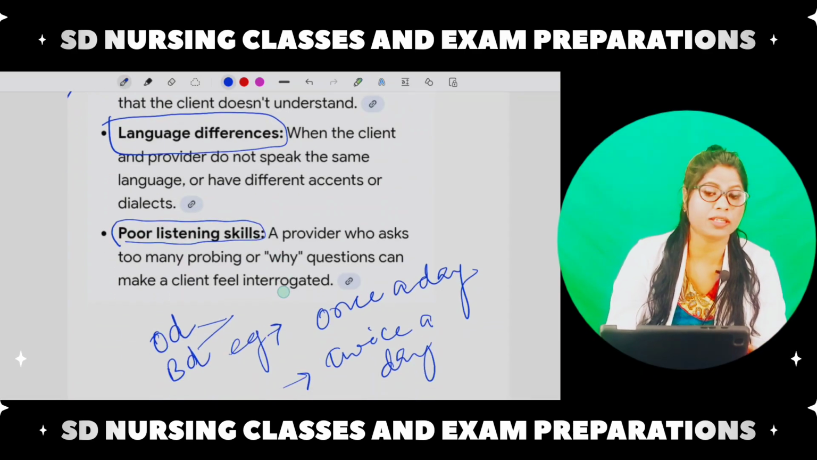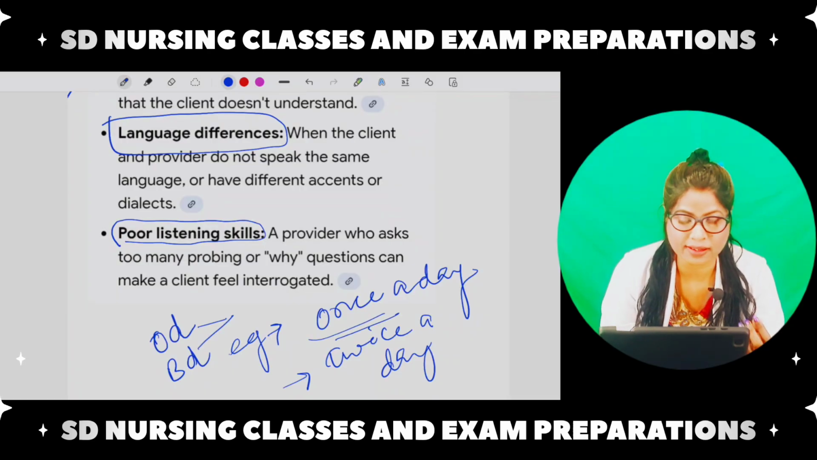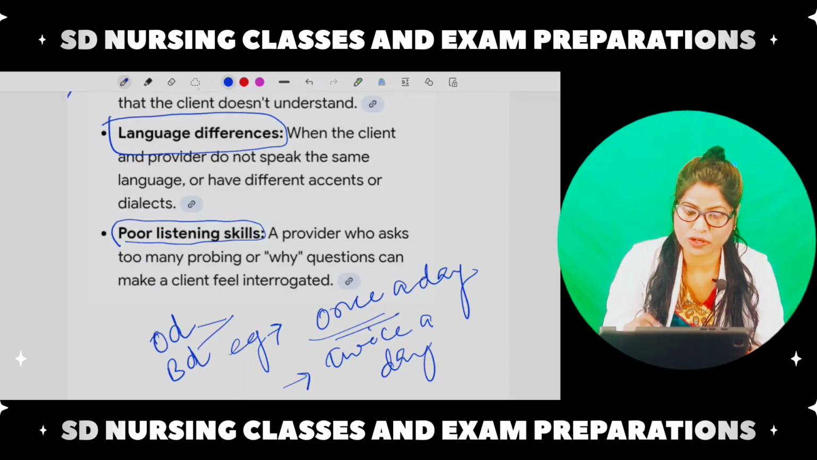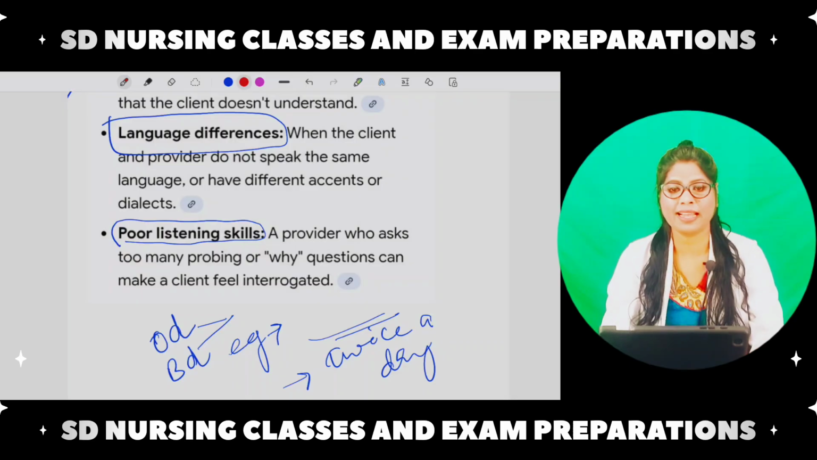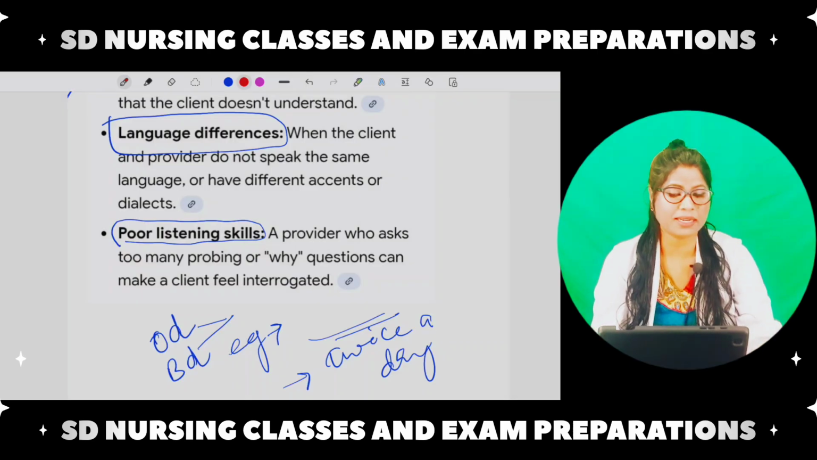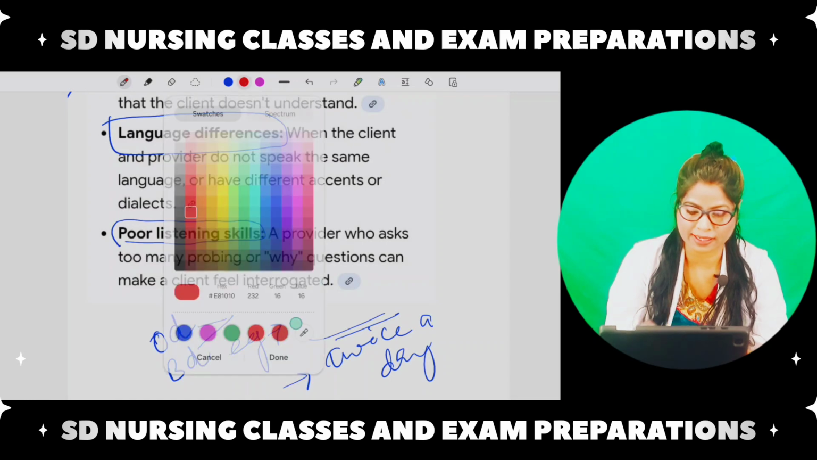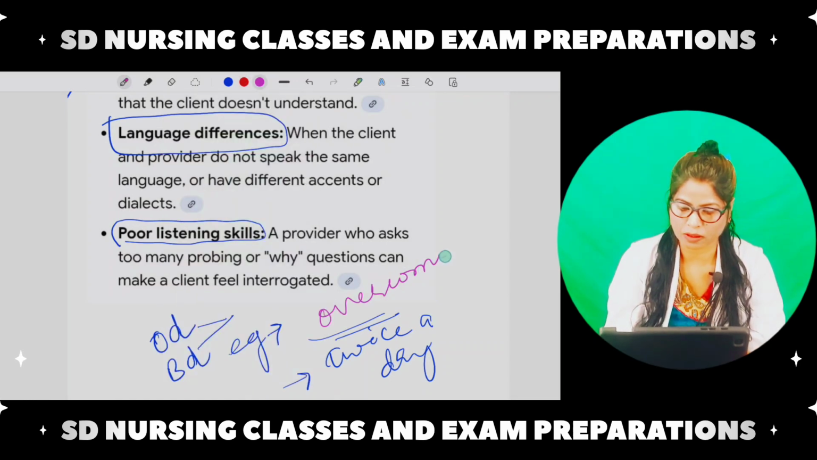How do we overcome that barrier? We have to use words the patient can understand, in the way the patient can understand, and what is common. If we say that this medicine you have to take once and this one twice, the patient can easily understand. This is how to overcome the barrier.